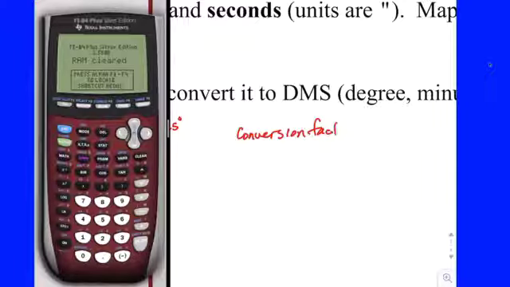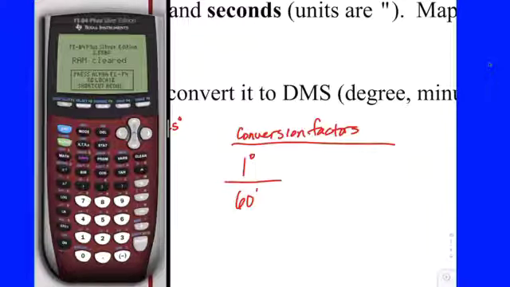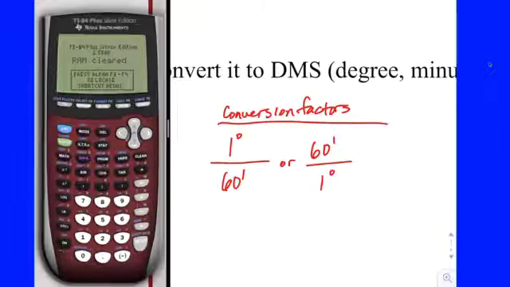Conversion factors. These are equivalent to one. They're not equal to one, but they're equivalent to one. So you could say 1 degree is equal to 60 minutes, or you can flip it: 60 minutes is equal to 1 degree. When you're doing stoichiometric conversions or dimensional analysis, as long as you're multiplying by a fraction that's equivalent to one, and you have your desired units appearing and the ones you don't want dividing out from high to low, you know you're doing it right. So it's kind of a fail-proof way to do a problem. Those are both the same, you can flip them as needed. And then we also have 1 minute is 60 seconds, or you can flip that, 60 seconds is 1 minute.